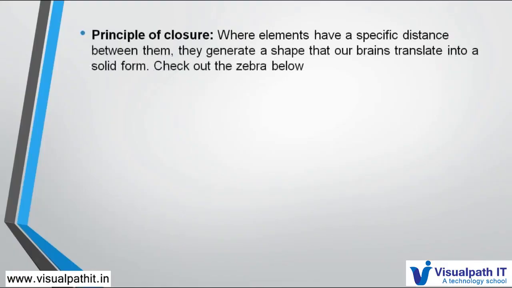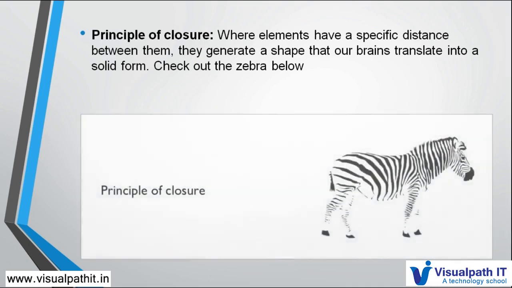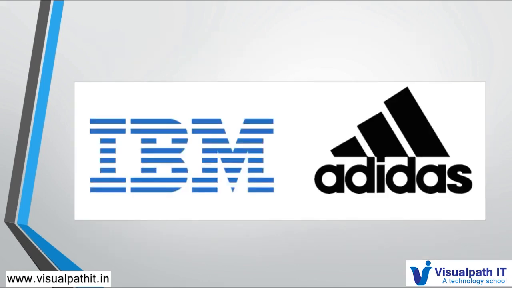Next, the principle of closure, where elements have a specific distance between them. They generate a shape that our brain translates into a solid form. Check out the zebra below, which shows the principle of closure. Another example is the IBM or the Adidas logo. Again, these images have been taken from the internet for your reference.